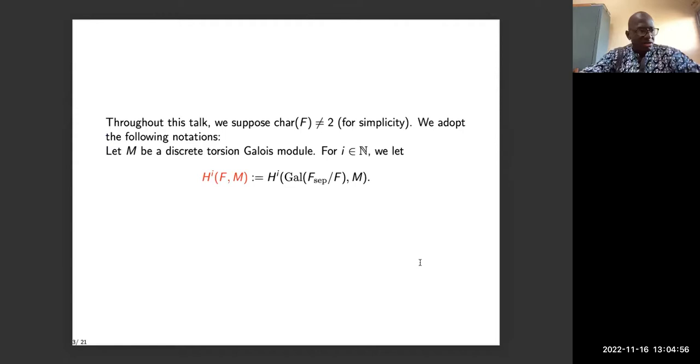To motivate the talk, I start with the Arason invariant before I give some notation. In this talk, I always suppose the characteristic of the field is different from two. This assumption is not necessary at all. I just make this hypothesis to simplify the talk. And also, I adopt the usual notation for Galois cohomology for the absolute Galois group of the field F.